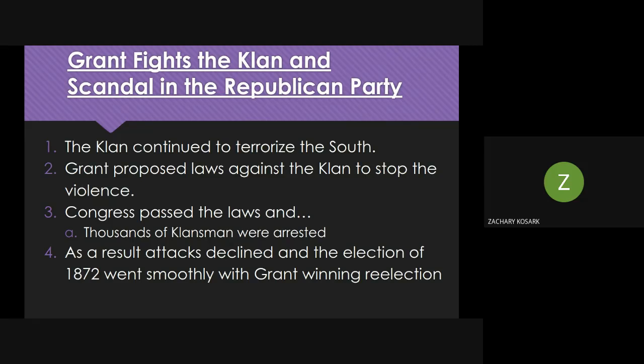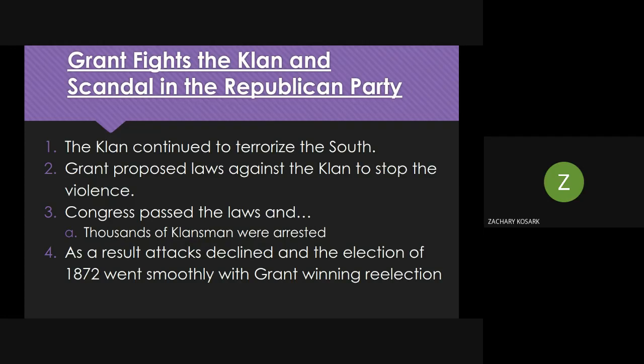As a result, attacks by the Ku Klux Klan definitely decline in the 1870s. They don't go away, and they definitely will gear up once again going decades into the future. And the Ku Klux Klan is still around today, just maybe not in such a visible, accepted way. As a result, these attacks do decline, and the election of 1872 does go smoothly.